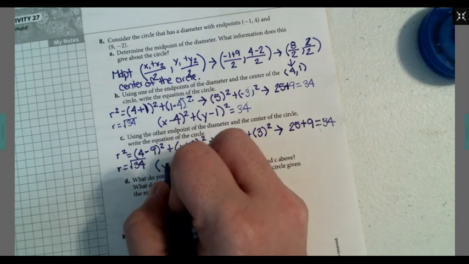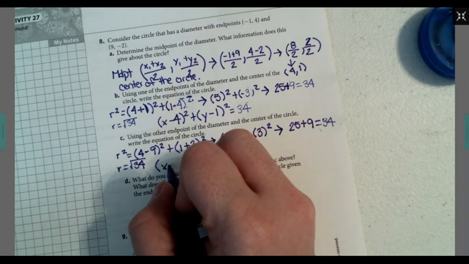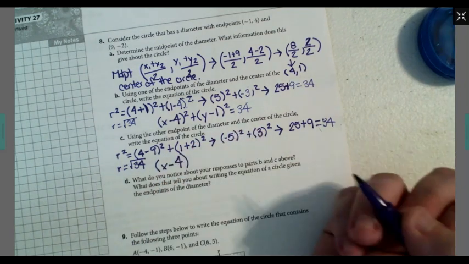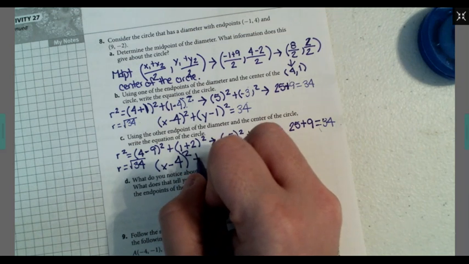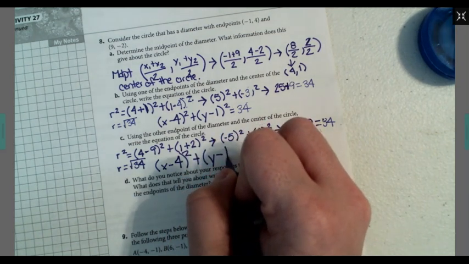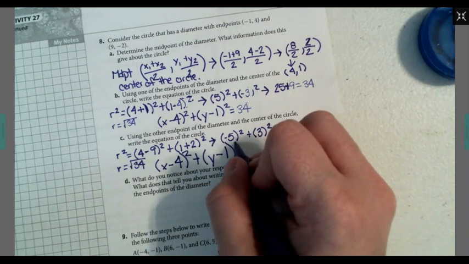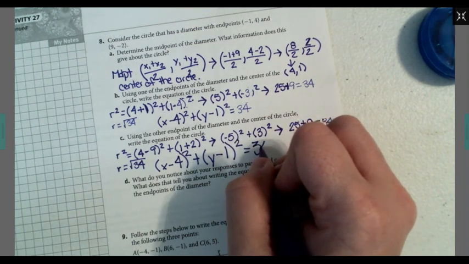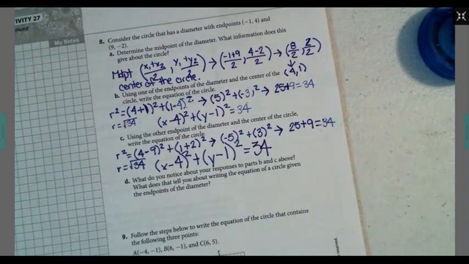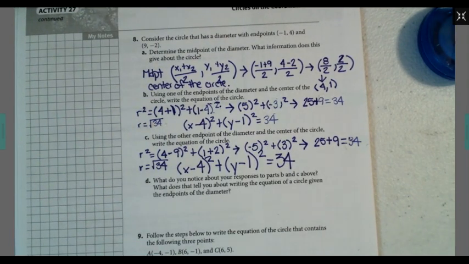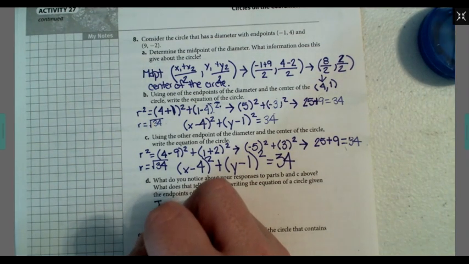So here we're going to have (x minus 4), because that's my h, squared, plus (y minus 1), that's my k, squared, equals 34, because the square root of 34 to the second power is just 34. What do you notice about the responses to part B and C above? And what does this tell you about writing the equation of a circle given the endpoints of a diameter? I notice that they are the same.